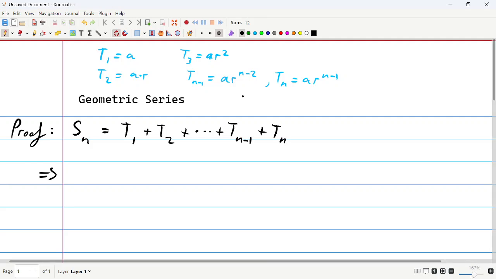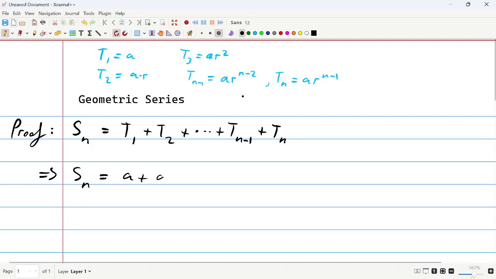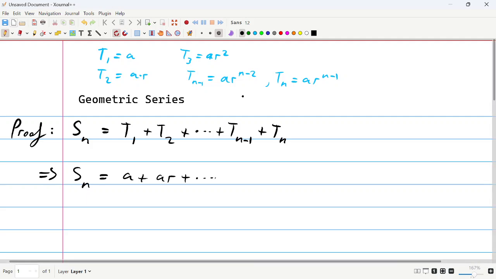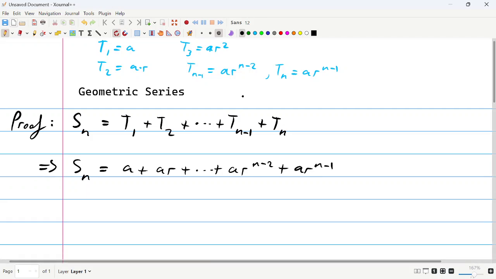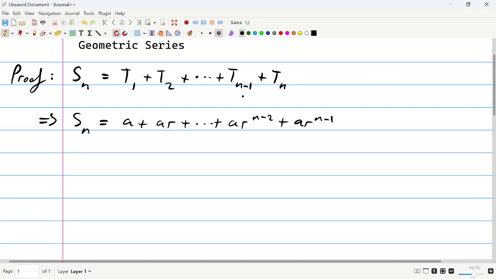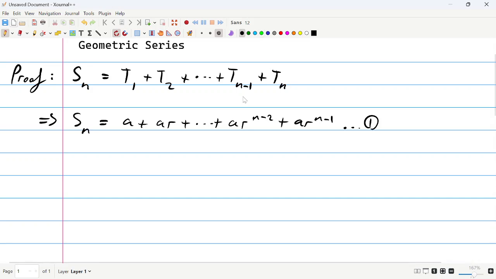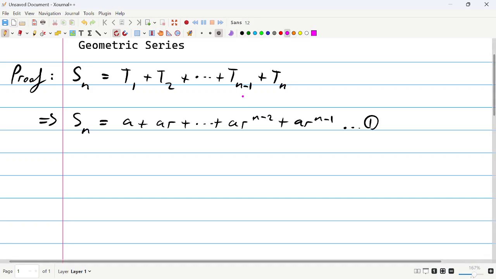So this implies that Sn is just going to be equal to A plus A times R plus dot dot dot plus A R to the n minus 2 plus A R to the n minus 1. But this is going to be equation 1 for us. So we're going to take another equation, but in the case where we multiply both sides by r. We are going to multiply both sides by r, such that what we get is going to be r times Sn.